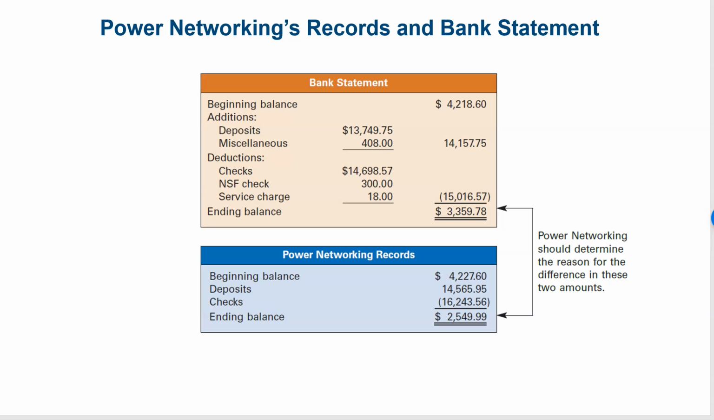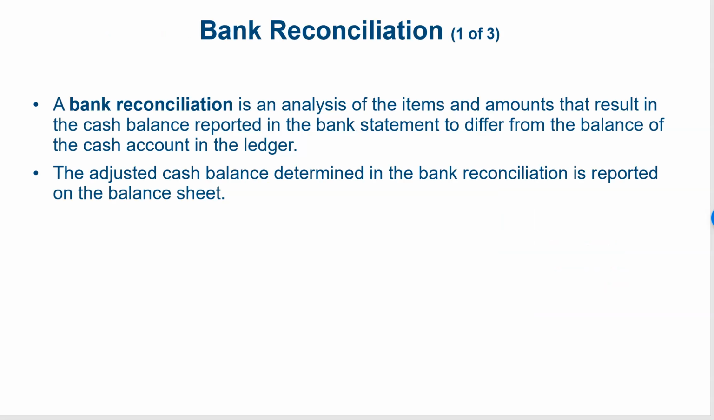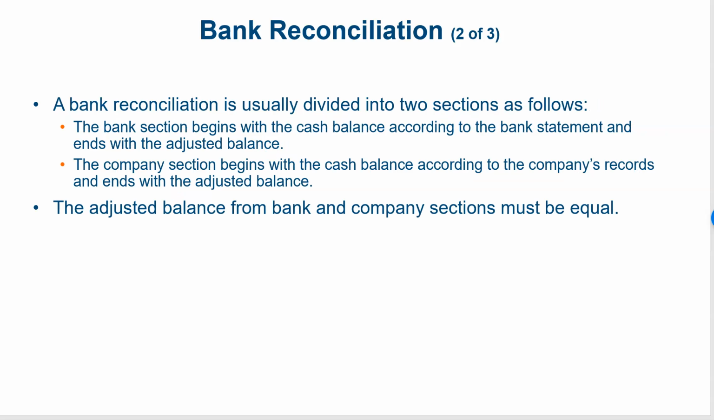So here we have a bank statement, and our ending balance is $3,359, but our ending balance on our general ledger in our business is $2,549.99. So we need to find out what the differences are, and that's going to be our reconciliation. We're going to find out what's different. So the bank reconciliation is when we analyze the items and amounts that made those two balances different. The adjusted cash balance determined on our bank reconciliation will be what we finally recognize on our balance sheet, because we're going to update our cash account to be the right amount when we get finished with this.